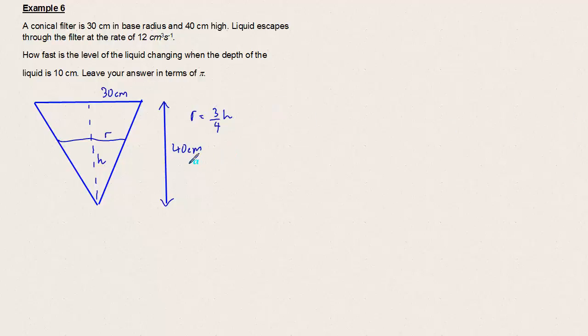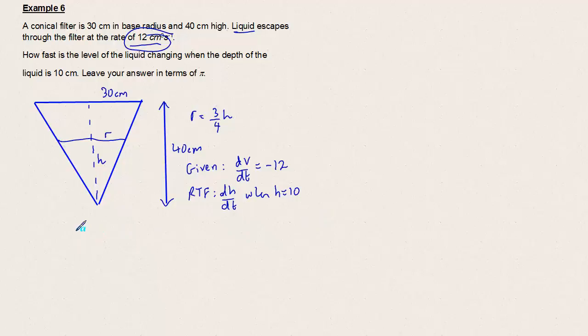Now let's look at information given to us. So we're given that dV/dt is -12, negative because this liquid is leaving the filter, so the volume is decreasing, and that's why dV/dt is negative. We're required to find dH/dt when H is equal to 10.